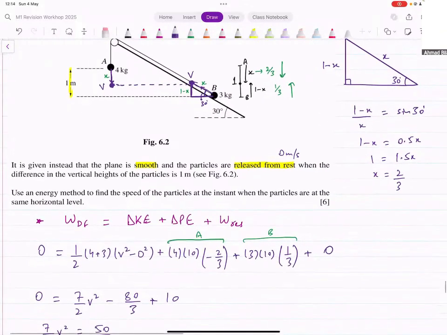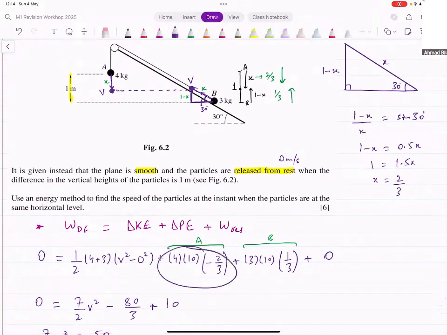Now for A, how do you do that? mg into change in height. Mass is 4. g is 10 into change in height. Height is decreasing by 2/3, so we put a negative value here. When it's a decrease, we put a negative value. You can either put a negative value with the height so that the overall number becomes negative, or just directly put a negative value here because it's a decrease in potential energy for A. For B, we can say it's mass of B into 10 into change in height, that's 1/3. And then you just solve this equation, find the value for B.